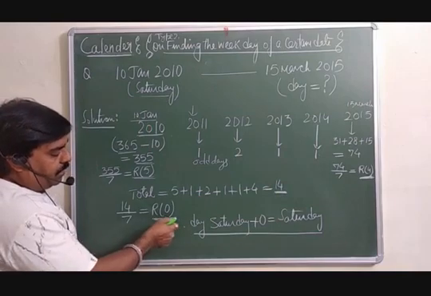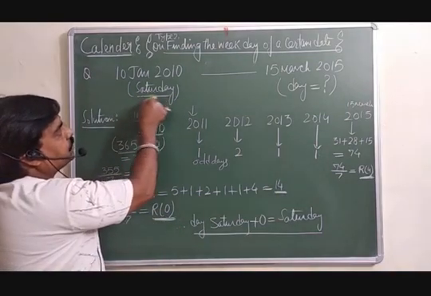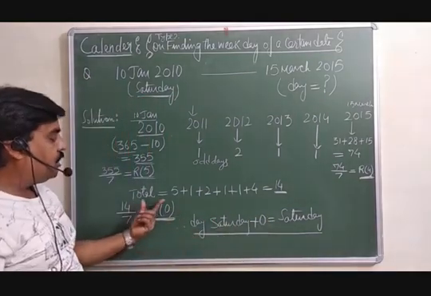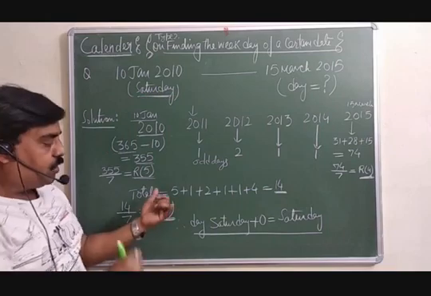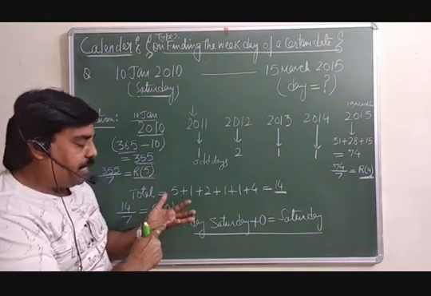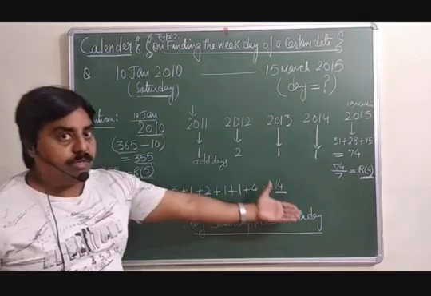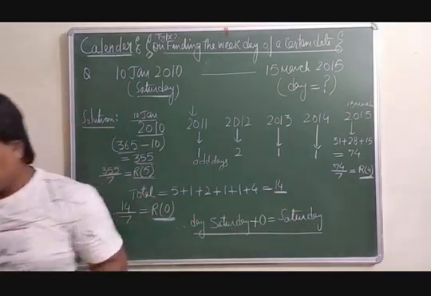Whatever remainder comes, you must add to this day. If we add 0 to Saturday, it will remain Saturday. Suppose the remainder were 3, then after Saturday we would count 3 days: Sunday, Monday and Tuesday. You can say that Tuesday will be there. If it were 4, that is Wednesday. Likewise you can do. Have a look.